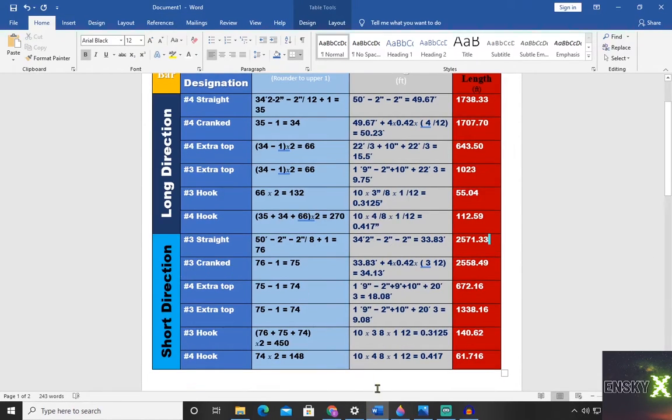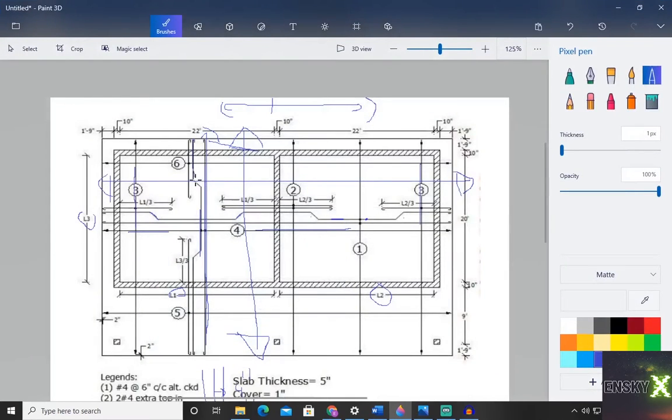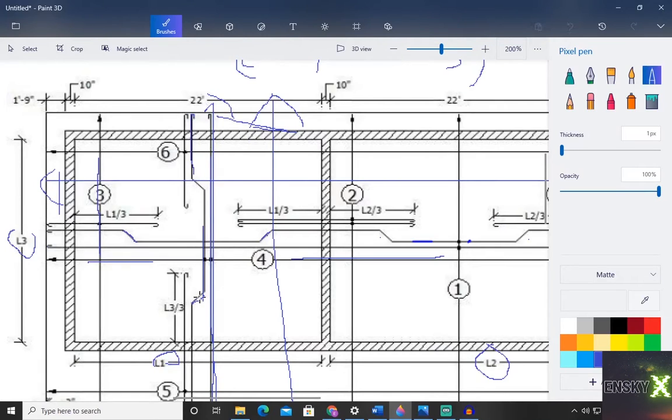Then we are getting the crank. Again for the crank, we just deduct from the number we got from straight bars. The number of straight bars we got is 76. We just deduct 1 from it. Now we have to calculate the length of this crank bar. The problem with the crank bar is that there is a crank length, and we have to measure this length.